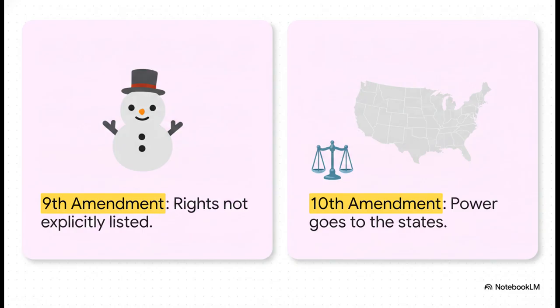I absolutely love the contrast between these next 2 brilliant amendments that round out the Bill of Rights. The 9th Amendment basically says we have rights that aren't even explicitly written down. For example, you have the right to go outside right now and build a snowman. It's not listed anywhere in the Constitution, but it's still your right. Versus the 10th Amendment, which is this powerful reminder that America is a republic. It flat out states that any power the Constitution doesn't specifically give to the federal government belongs directly to the states or to the people.